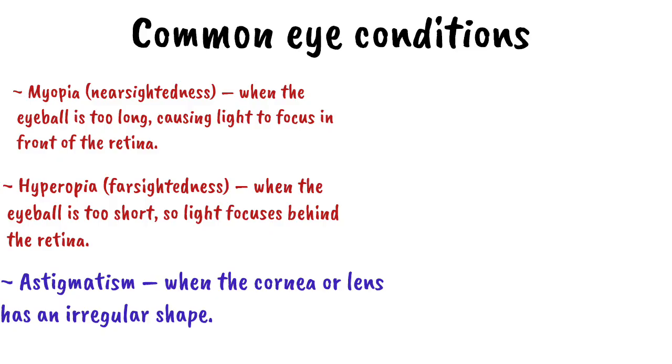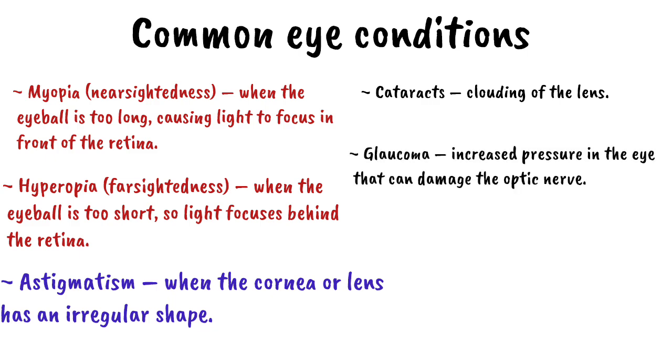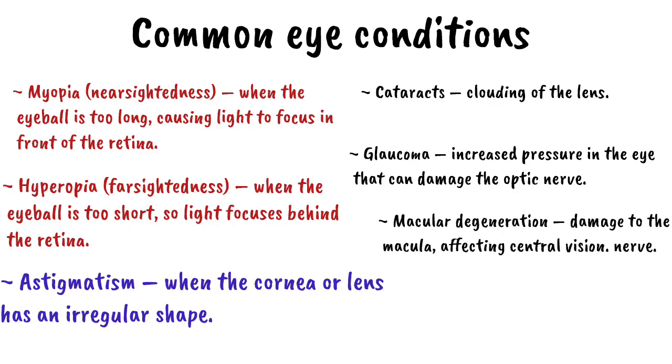Then cataract is clouding of the lens. Then you also have glaucoma, which is increased pressure in the eye that can damage the optic nerve. And we also have macular degeneration. This is the damage to the macula affecting central vision.